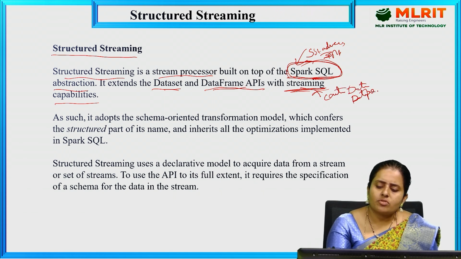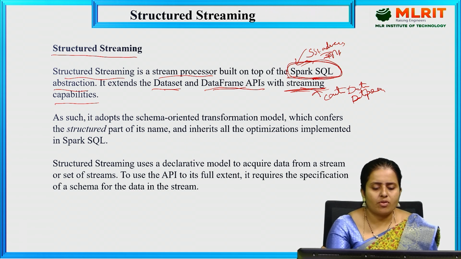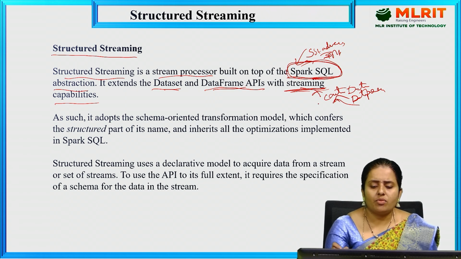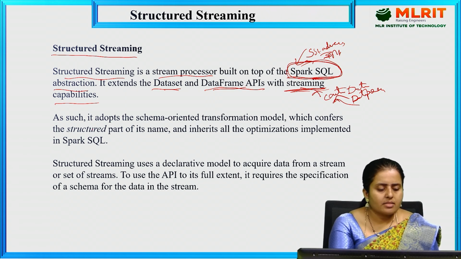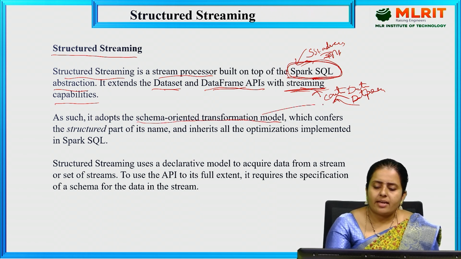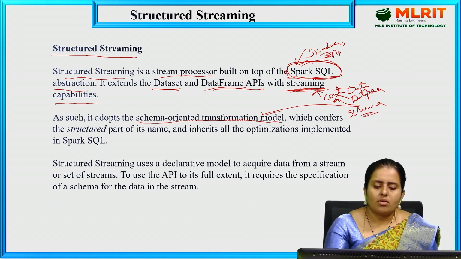Instead of storing on any databases or file formats, we store the continuous flow of data in datasets or data frames to work with Spark. As such, it adopts schema-oriented transformations. Every piece of data stored in datasets or data frames is converted to a schema, so that it is easy for us to manipulate and store the data based on the schema.